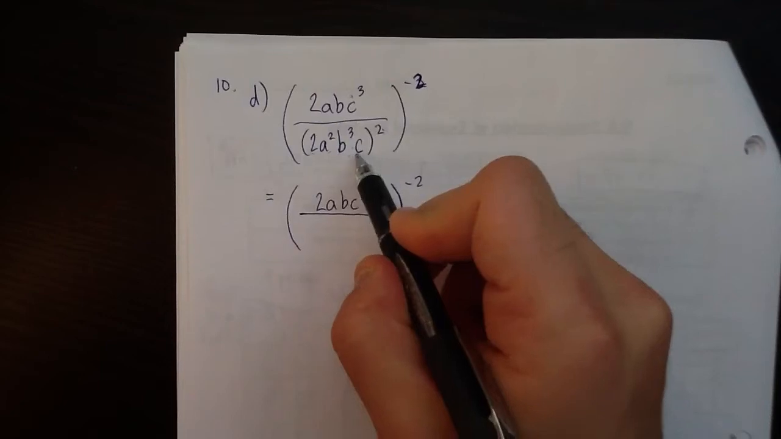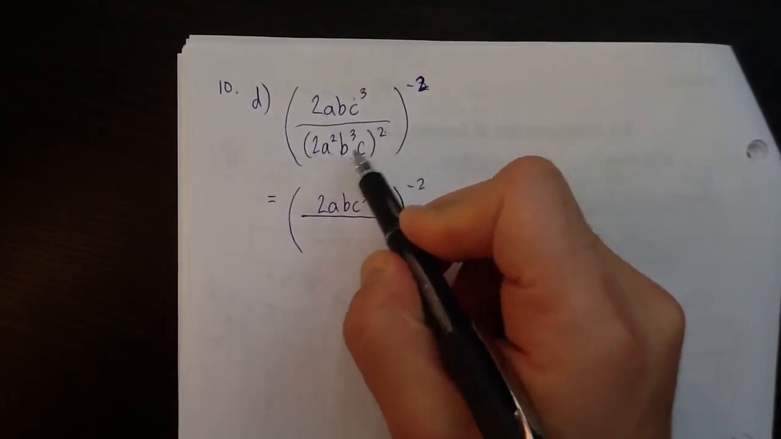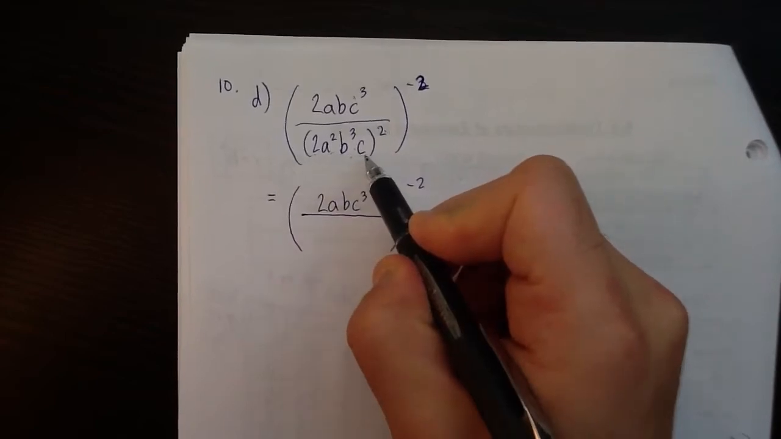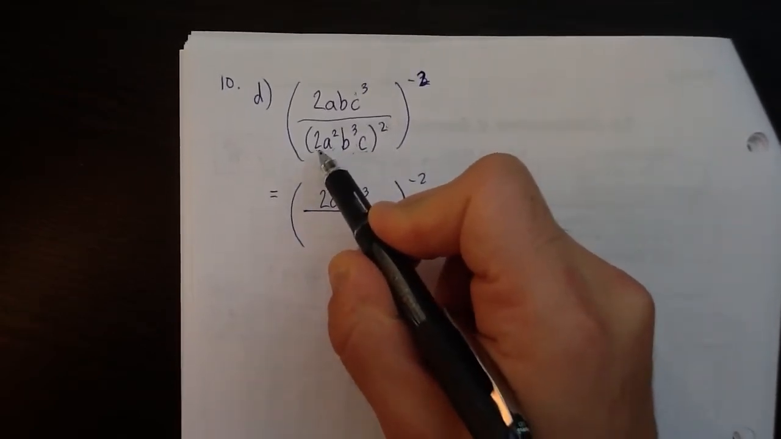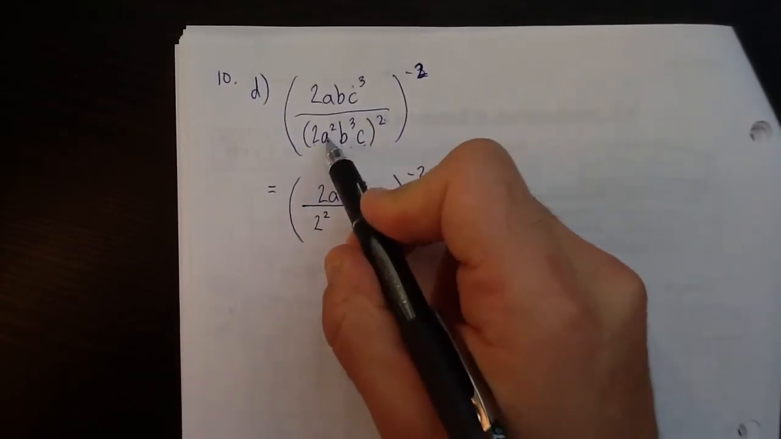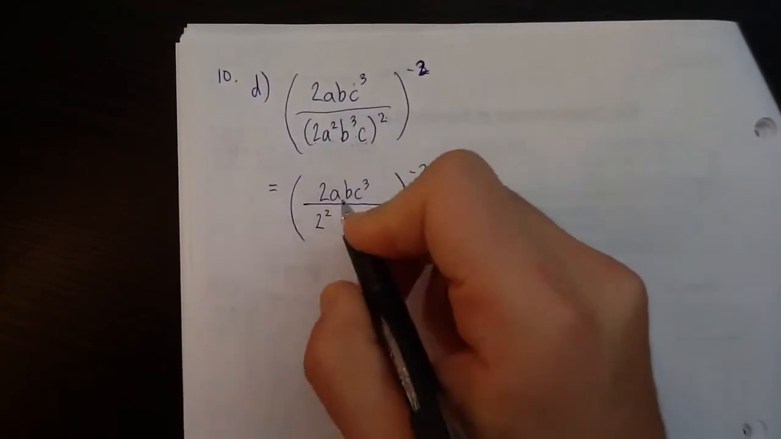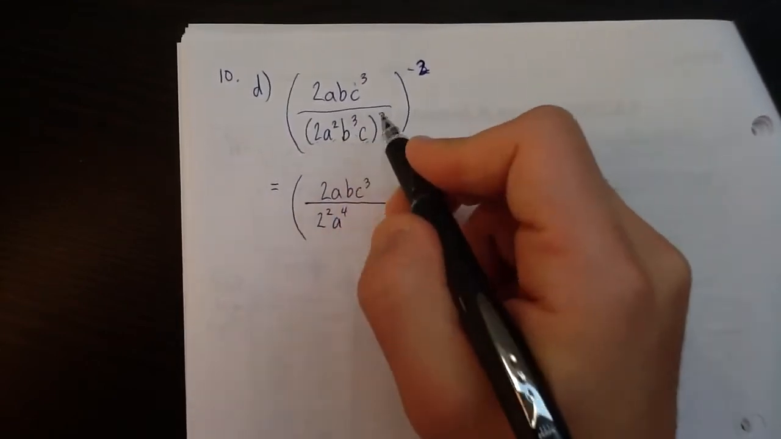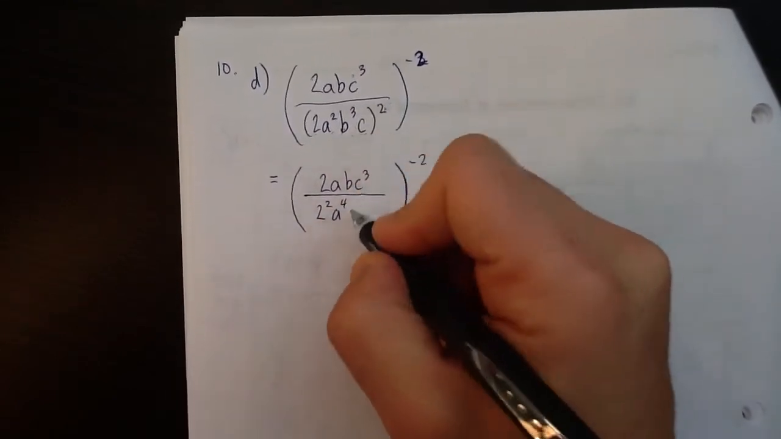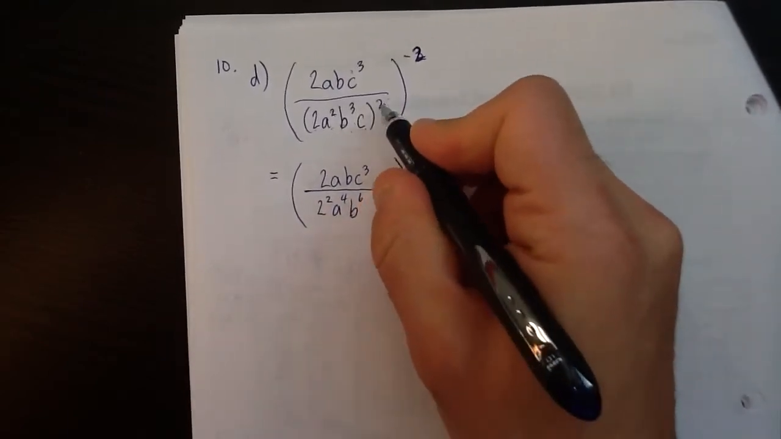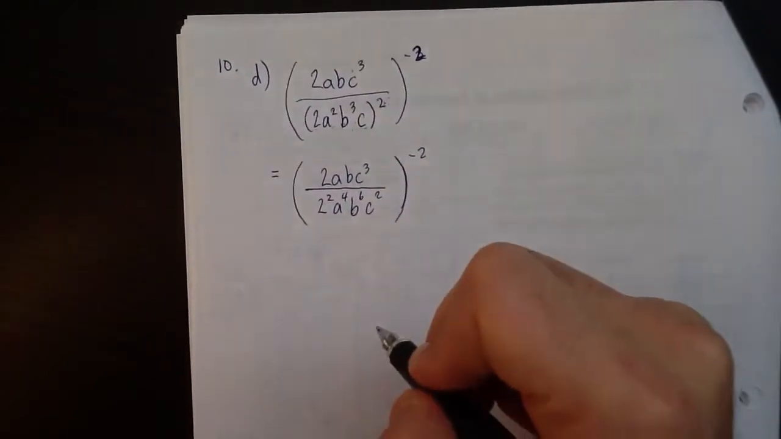Remember, this is just one item to the squared, so it's everything squared. That squared, that squared, that squared, and that squared. So first I have to do 2 squared, so I'll just write 2 squared. I do a to the power of 2 all squared. A to the power of 2 all squared is the power of a power, that's a to the power of 4, right? 2 times 2. B cubed all squared, that's a power of a power, that's b to the power of 3 times 2 is 6. And c squared is just c squared.